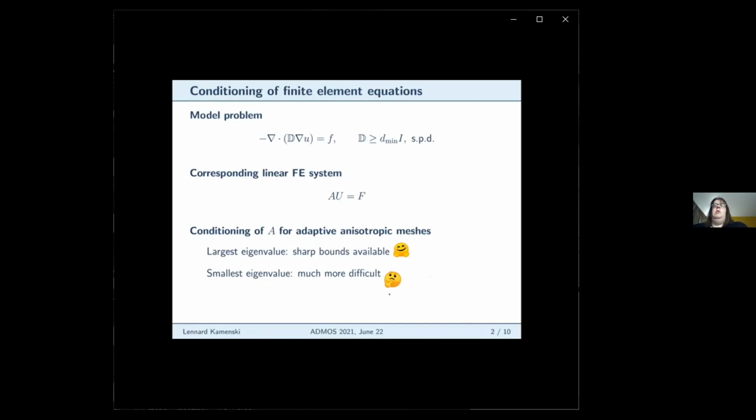So far, most of the works require some mesh regularity in order to bound the constants in the estimate. So, what I want to show you here is that there is actually no need for such regularity assumptions.